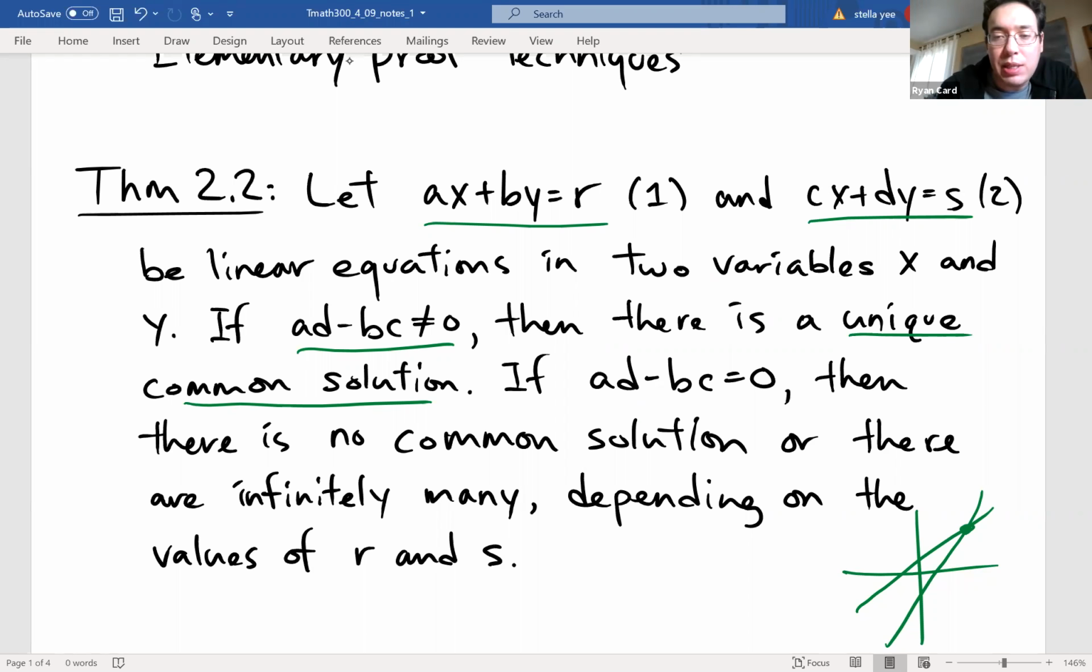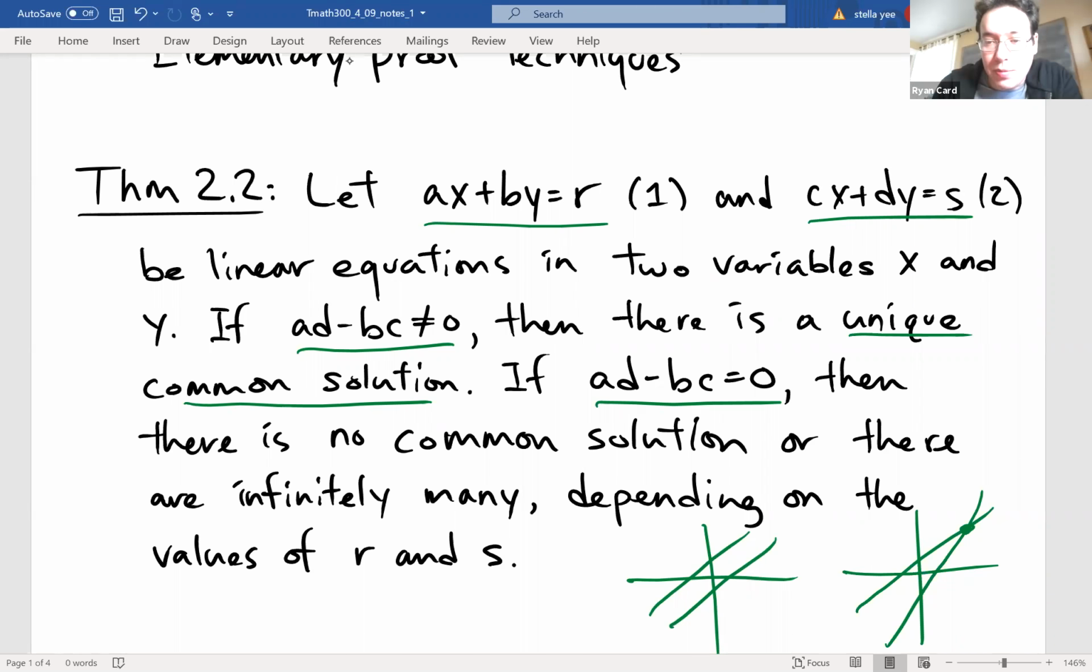If ad minus bc is equal to 0, then there are 2 choices. There's either no common solution or there are infinitely many solutions, depending on the values of r and s. You could imagine ad minus bc equal to 0 corresponds to a picture where you have 2 parallel lines. If they're parallel, then they don't intersect, so there's no common solution. Or if they happen to be 2 identical lines, then everything along that line is a solution, so there would be infinitely many. This theorem is stating that there are really these three possibilities. Either there's exactly one solution, no solution, or if there's more than one, then there have to be infinitely many.